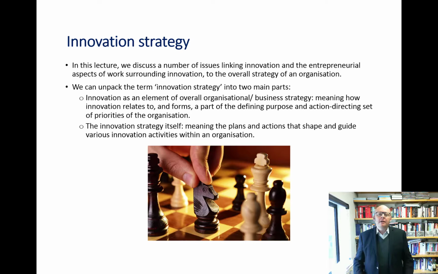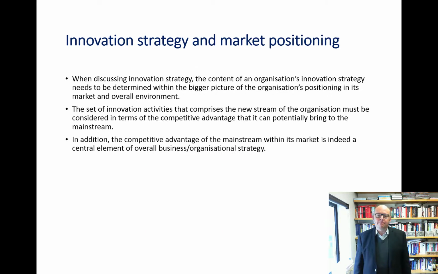And when we unpack the term innovation strategy, we'll look at it in terms of two main parts. We'll start off by looking at the overall notion of business strategy, what business strategy means and how it's informed by the concept of innovation and entrepreneurship. And then we'll look at an innovation and entrepreneurship strategy itself and what the elements are that make up that particular type of strategy. So what we're going to do here is talk about the linkages that exist between innovation, entrepreneurship and strategy.